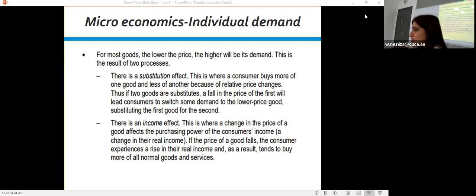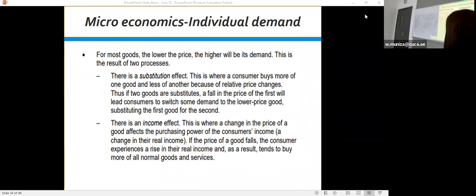So in the case of substitutes, we can see the positive correlation. Got it? The price of one substitute is increasing, the demand for the other substitute is going to increase. The same good is going to have lesser demand. So this is the substitution effect.